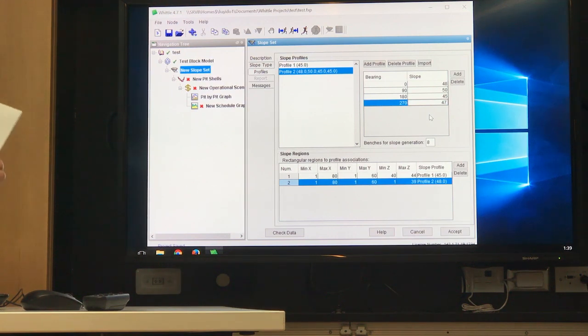This is going to change gradually the slope angle between the south wall and the west wall, so that when you are in the west wall, it gives you exactly the angle that you have entered. Another way of doing this is that you could actually say, I want from this bearing to this bearing to be exactly this number.